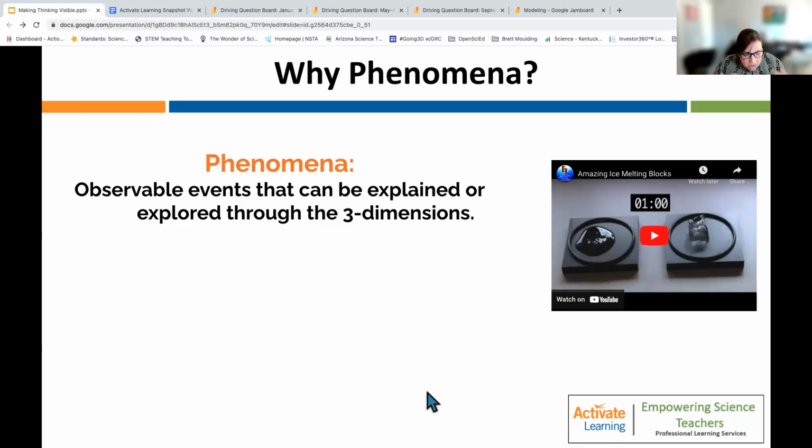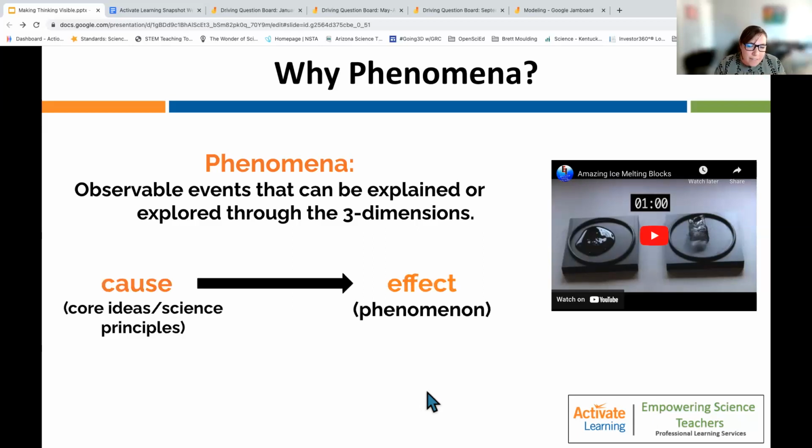One great definition for phenomena is these observable events, observations that we can make with our five senses that can be explained or explored through the three dimensions, the science and engineering practices, the cross-cutting concepts, and of course, the core ideas. And so when we think of phenomena, the thing that you're going to be seeing is actually the effect. When we look around us in the real world, all these natural phenomena are the effect of something causing that thing to happen. And so I love to frame this using the cross-cutting concept of cause and effect, because that's what we're doing in science.